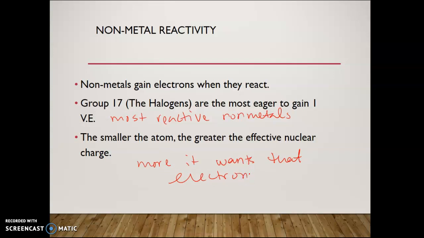Right? When you're big, you can sort of deal with the fact that you're missing that 1 electron, but when you're small, like fluorine, that 1 missing valence electron actually becomes much more noticeable, right? And you're closer to the nucleus, having only 2 shells, so the pull on a nearby electron is much stronger.